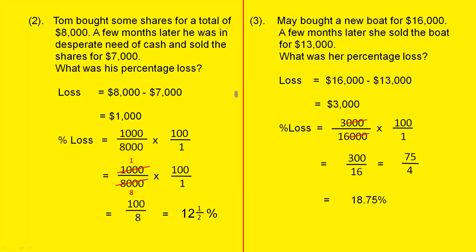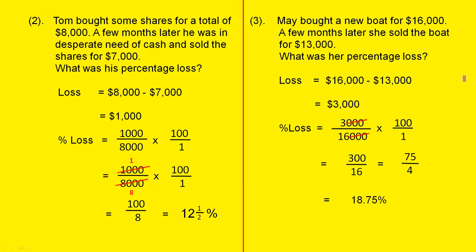Tom bought some shares for a total of $8,000. A few months later, he was in desperate need of cash and sold the shares for $7,000. What was his percentage loss? So the loss was the cost price minus the selling price, which was $1,000 that was lost. So the percentage loss is 1,000 over the cost price times 100 over 1. When we do that working out and we do the cancelling, we get 12.5%. So that was the percentage loss, 12.5%.